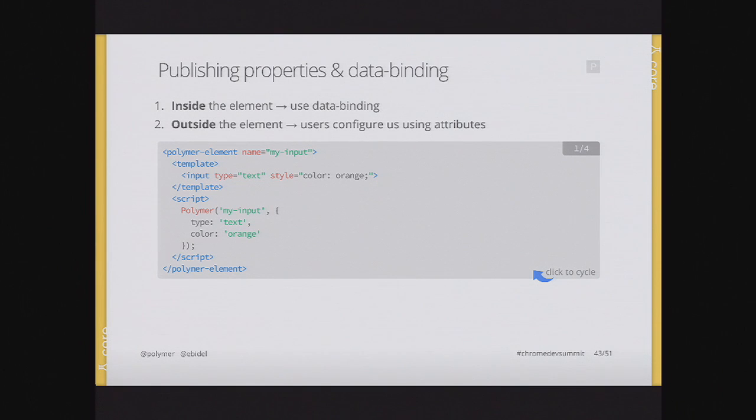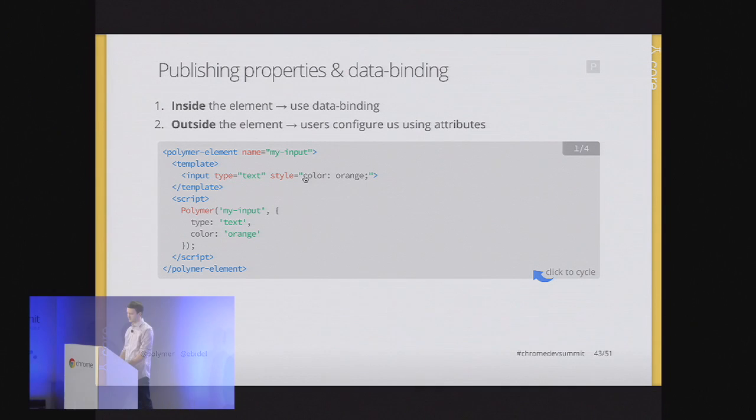One of the core features of Polymer is being able to publish properties and do data binding. And this is super, super powerful. So we had the example of the my input before. We had just this input tag that now I've inlined that style to color it orange. And I have two properties on this element. I have a type property, which is defaulted to text, and I have a color property, which is defaulted to orange.